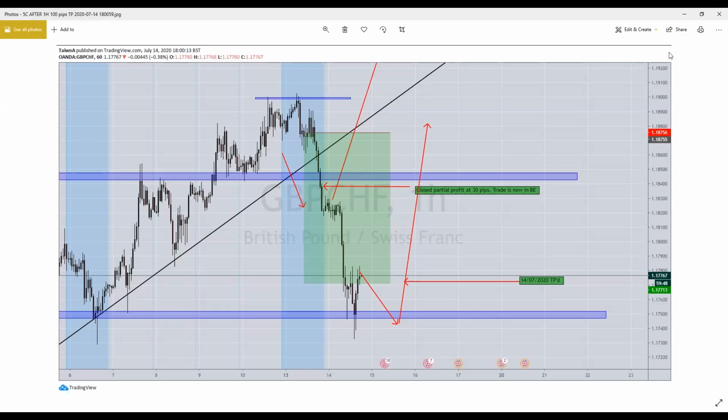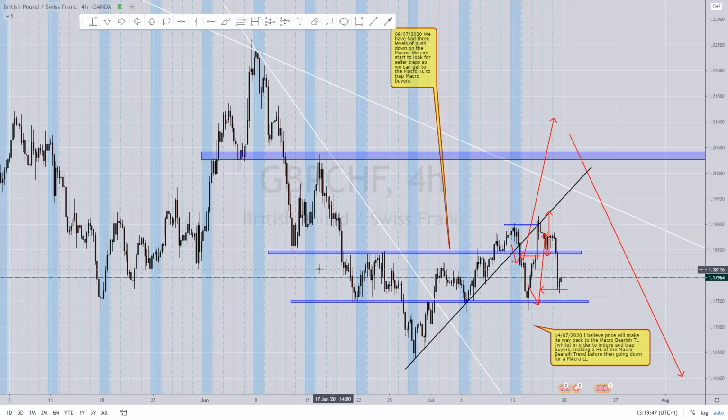So this was a trade I took, GBP Swissy. I went for 100 pips. So I'm just going to go over what I was generally looking at when I actually took this trade. I'm probably just going to leave everything on my screen so you can see my thought process. So here's a 4-hour. This is GBP Swissy.